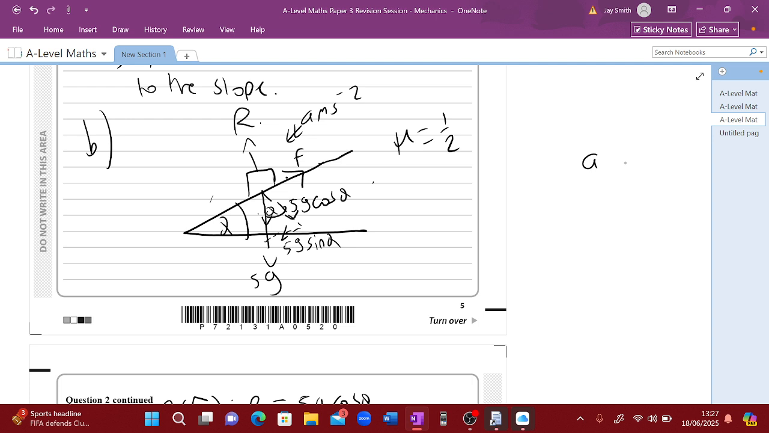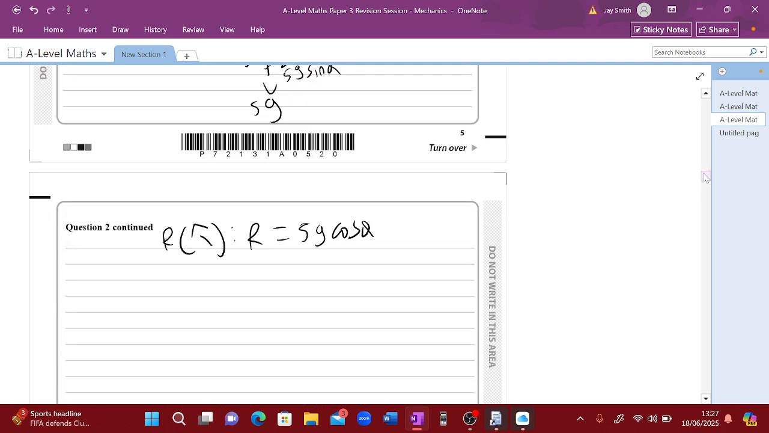There's movement parallel to the plane, and it will always be like this. If it's moving down or up, the acceleration is parallel. There's no movement perpendicular, so specifically perpendicular, the opposites will still be equal. So R will still be 5g cos alpha.